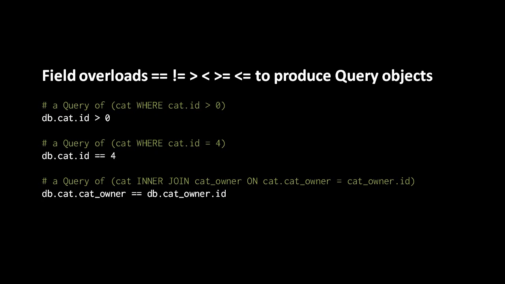In the last example here, we're again using the equality operator, except now both arguments are fields, not just the left operand. db.cat.catOwner, that is the foreign key column catOwner in the table cat, and db.catOwner.id, that's the ID column in the catOwner table. So the query object that results represents a selection of rows from the joining of these two tables, because we're involving columns from two separate tables, so of course they have to be joined first. So it does an inner join between cat and catOwner, and then we're filtering from that join the rows in which cat.catOwner equals catOwner.id.